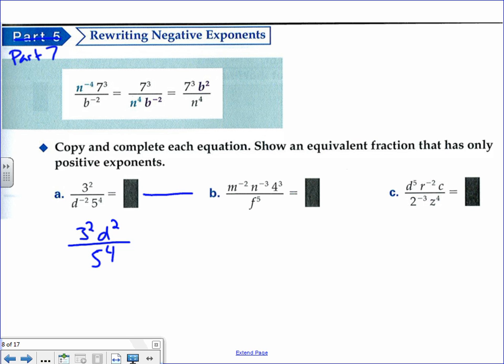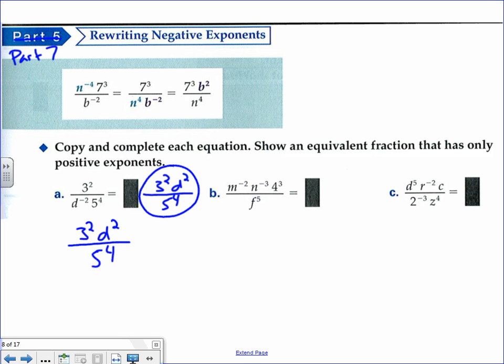You can also look at it this way, if this way it helps you a little bit better. We kept the 3 to the second, the d to the second moved up top, and the 5 to the fourth stayed on the bottom. So that's what we end up with.